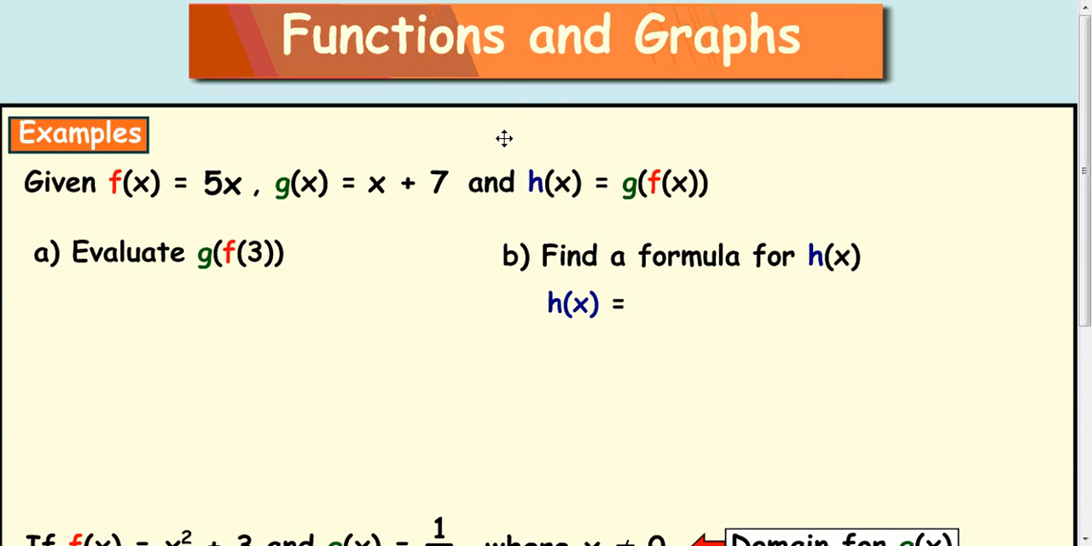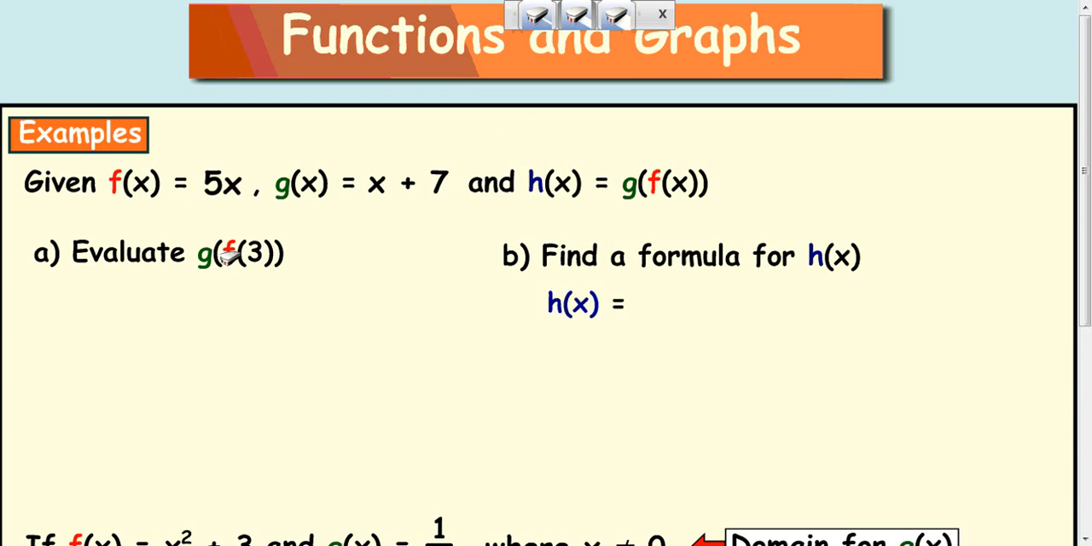In this lesson we're going to look at some examples you might meet in the textbook or in exams. So given f of x equals 5x, g of x equals x plus 7, and h of x is equal to g of f of x, this is your composite function. So we have to get a value for g of f of 3.